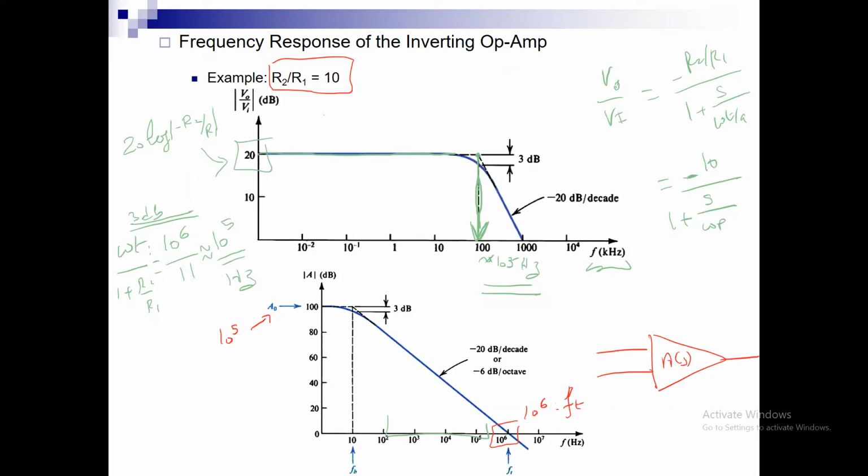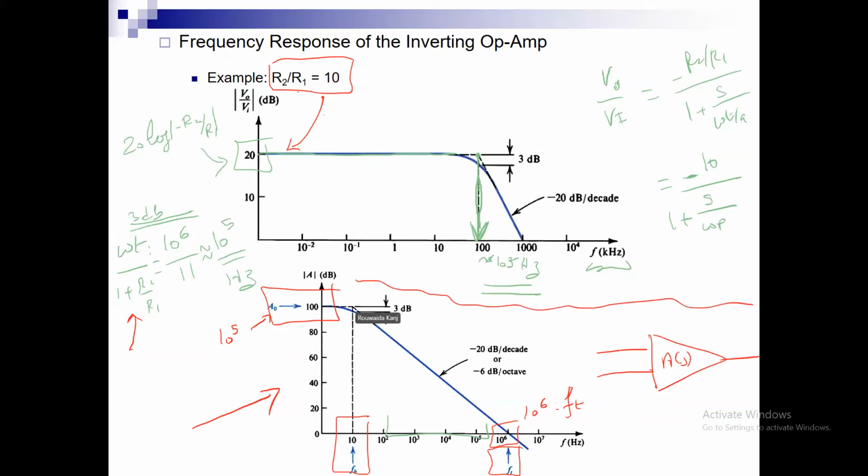Okay, فإذا from this A of S, if I know this and I know its 3 dB frequency, I can find the unity gain frequency, I can find omega t, and from R2 over R1 of course, I can also find the low frequency gain. Okay, so we can now map A of S response to find the amplifier, the overall inverting op amp response. حدا عنده سؤال؟ طيب okay. Hopefully it is clear. Okay.